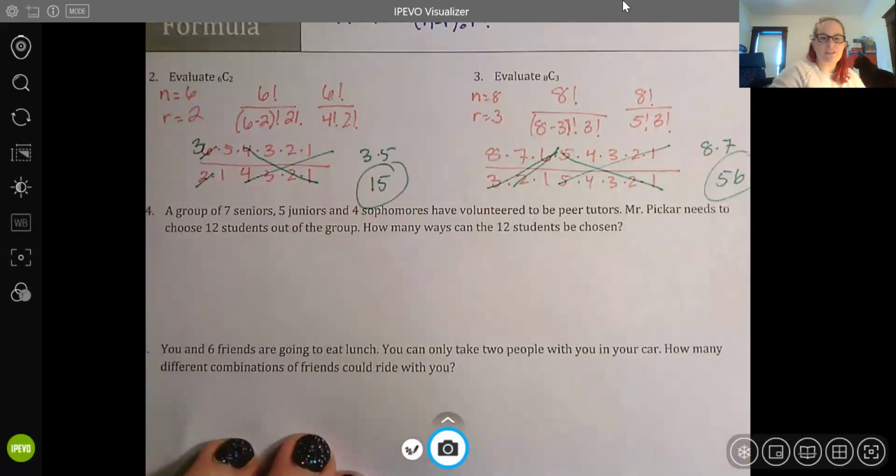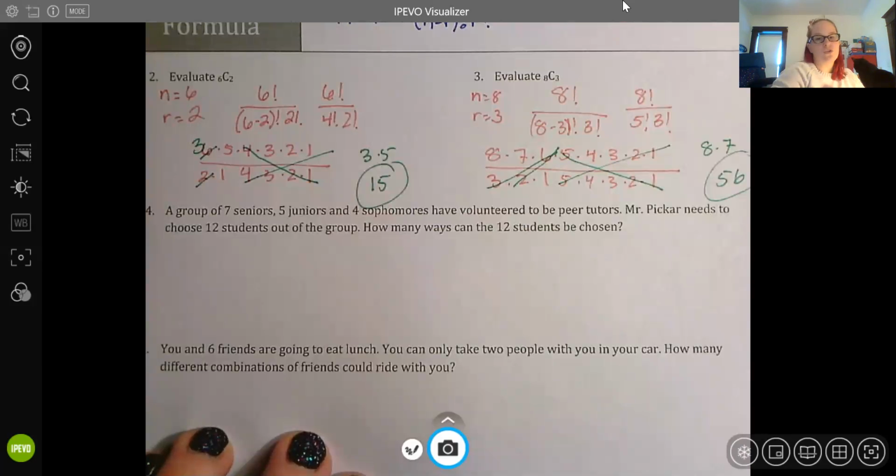It says a group of 7 seniors, 5 juniors, and 4 sophomores volunteered to be peer tutors. Mr. Picard needs to choose 12 students out of the group. How many ways can he choose? So it doesn't matter how many freshmen, sophomores, juniors, or seniors are chosen. It's just picking 12 out of that total.